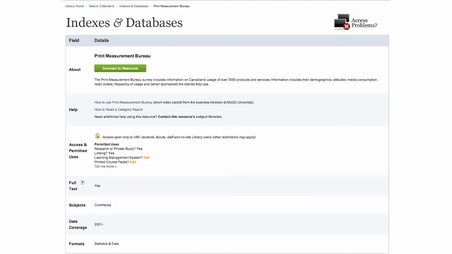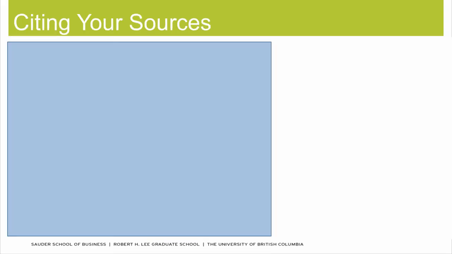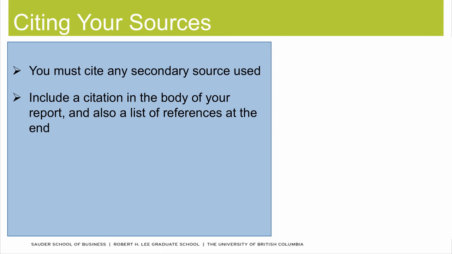For more instructions about how to use Print Measurement Bureau, view the short videos on the database launch page. Part 8. Citing your sources and final tips. When you take information from a secondary source, such as an article, a website, a book, statistics, a video, or a market research report, you must acknowledge it by citing it within the body of your report and in a bibliography.